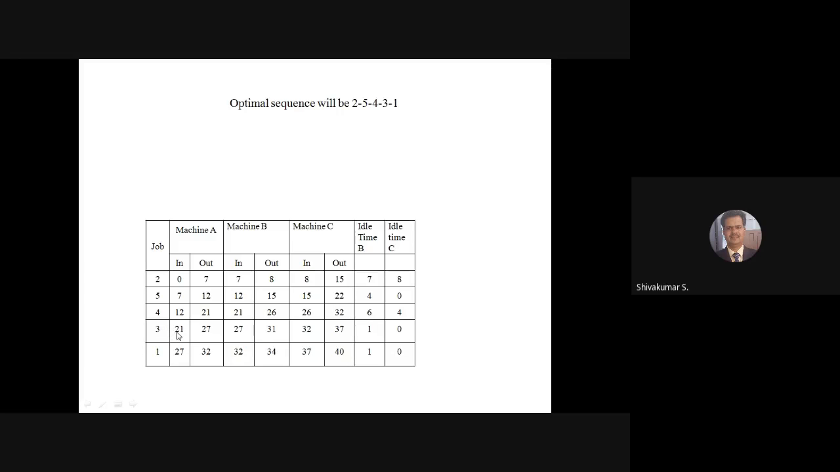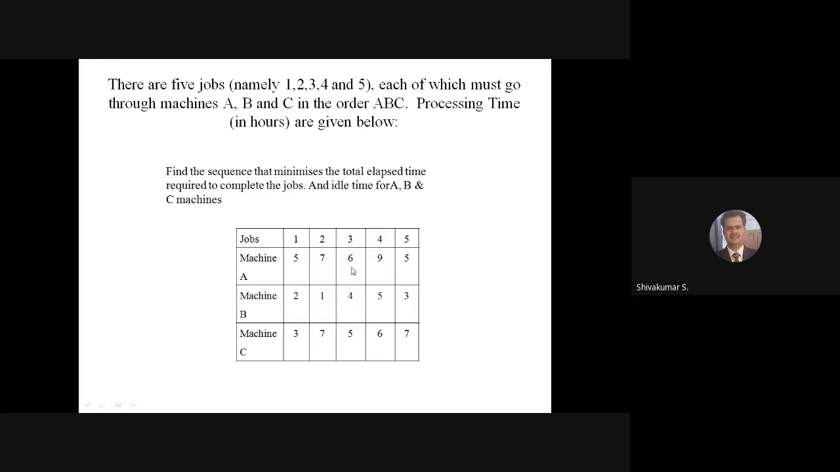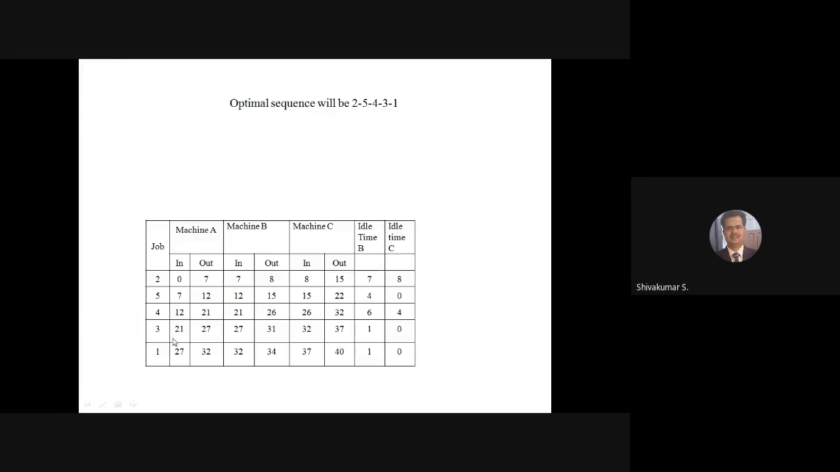Similarly, for the third job, time in is 21. Third job is 6, 4, 5. So 21 plus 6, 27. It is going to be 26 out, but it's going to wait for job 3. So 27, idle time becomes 1 here, and plus 7, 31. So here 31, it is 32 out. So 32 comes here, no idle time. 32 minus 32, 0. So plus 5 processing time, 37.